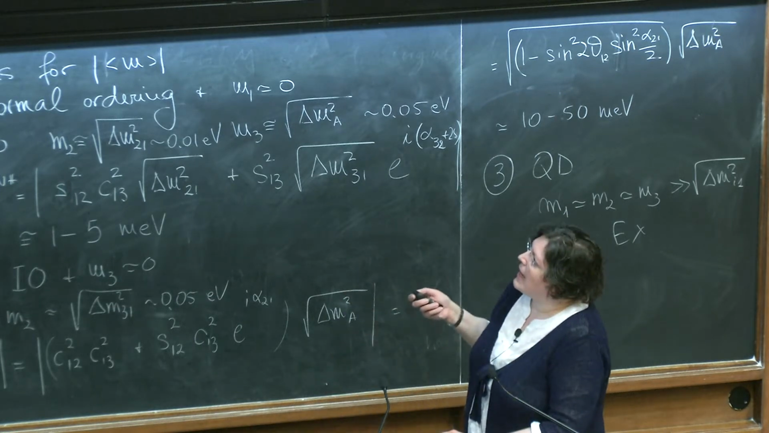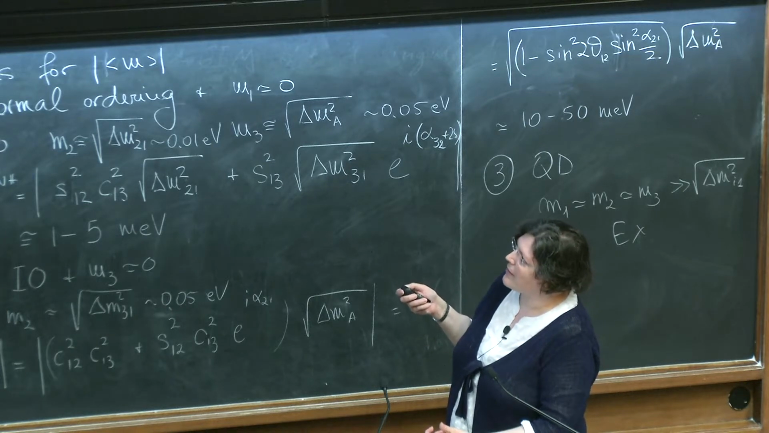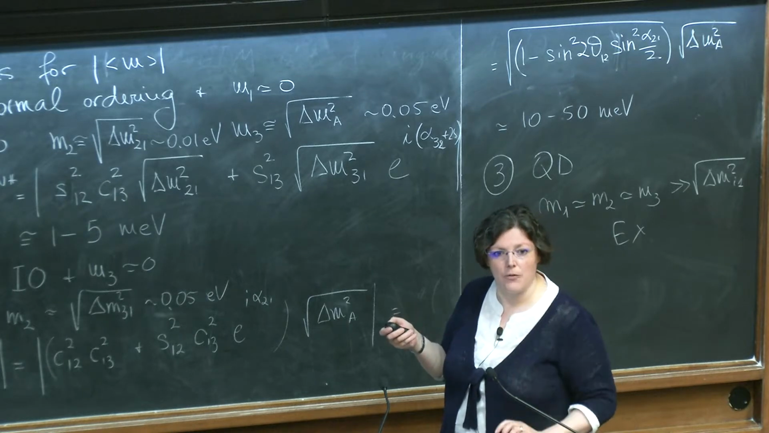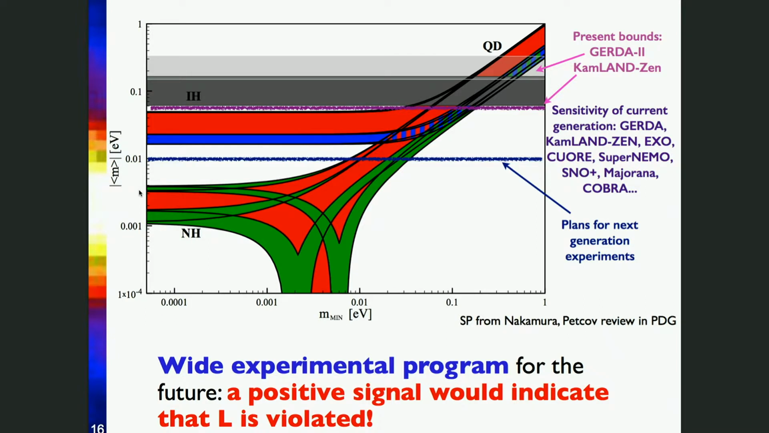What is interesting is that between the current generation and in particular the upgrade of the current generation, people plan to get to roughly 15, 20 millielectron volts. So cover completely the inverted ordering case, and then we'll see if we find something or not.